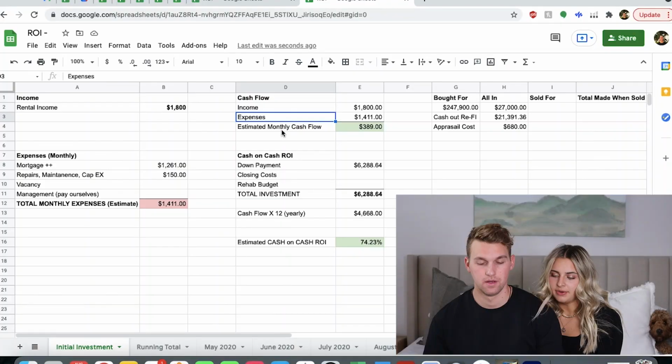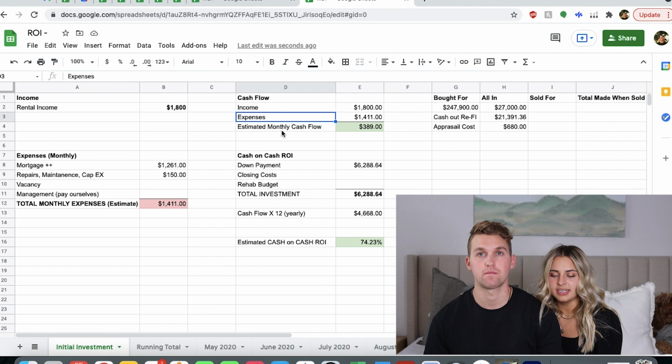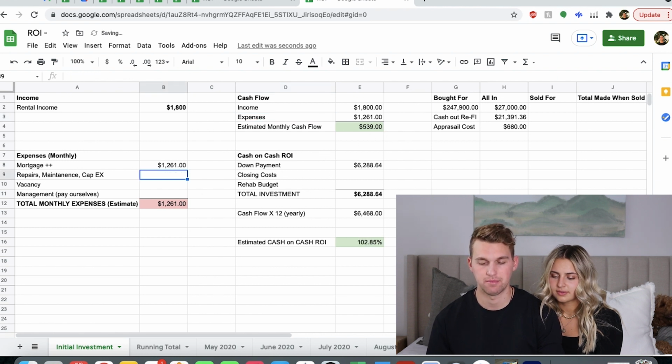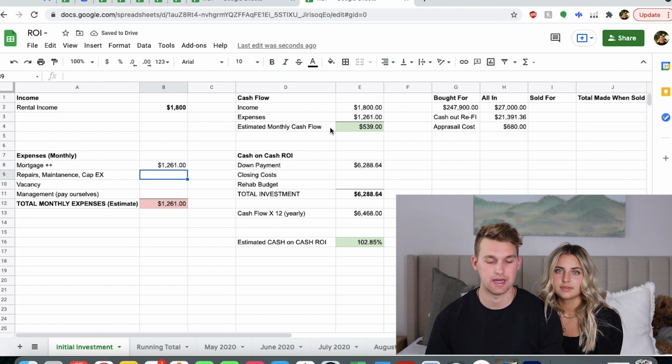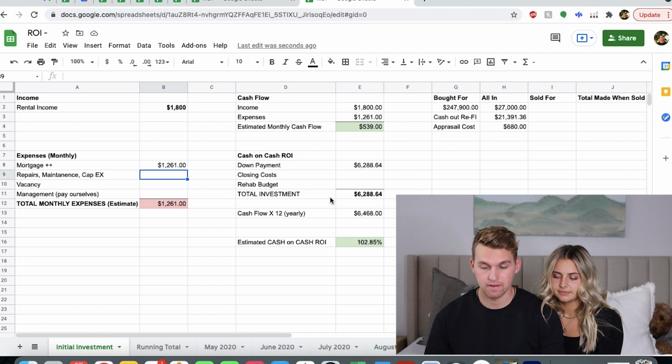Okay, next up is our cash flow, and this is just where we take our income and our expenses from the left side and subtract them to get our estimated monthly cash flow. As you can see here, if you did count the repairs and maintenance stuff, the estimated cash flow would be $389. If you took it out, it would be $539. So again, however you want to do that, if you want to add in those estimated costs, obviously you can. And then down below is going to give you your cash on cash ROI.